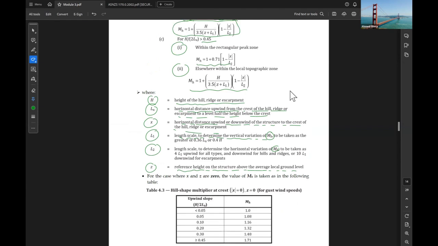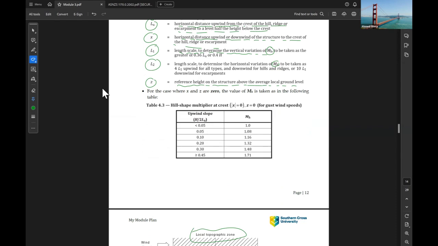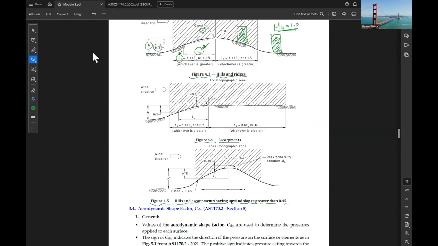Okay, this factor might be a little bit complicated to find, so in our calculation we may take it as 1 for simplicity, if there is not enough data, or if it is not above a hill or something. So this can be taken as 1. Okay, so this is the hill multiplier.